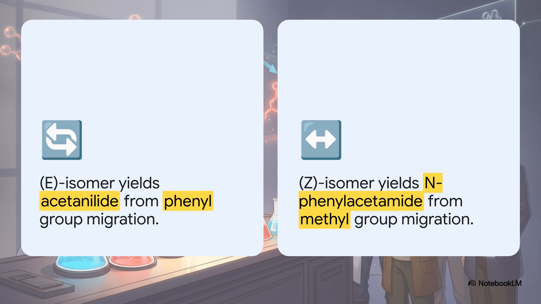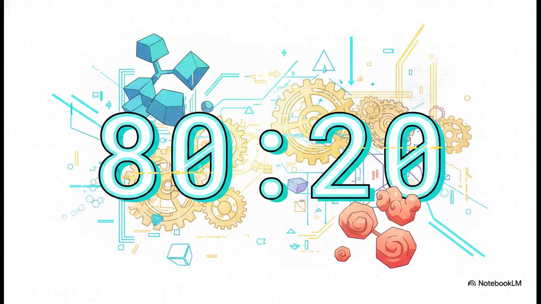Take acetophenone oxime as an example. If you have the E isomer, the phenyl group is opposite the hydroxyl, so it's forced to migrate, giving you acetanilide. But flip it to the Z isomer, the methyl group is opposite, so it migrates, completely changing the game and yielding N-phenylacetamide. And this geometric rule is insanely rigid.